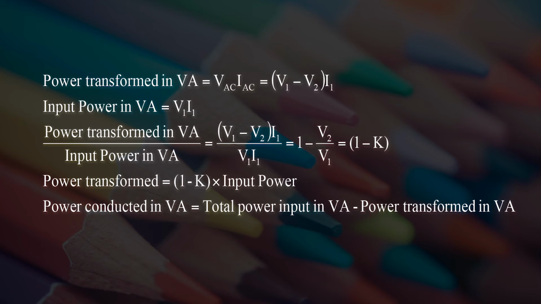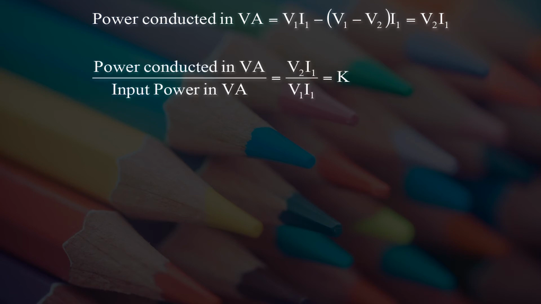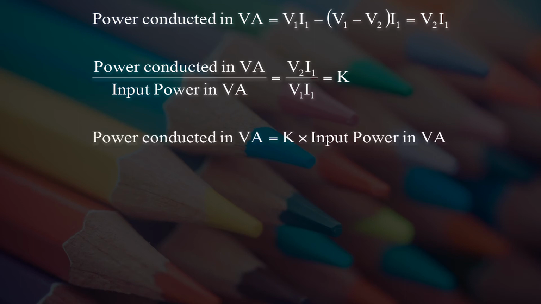The remaining power in volt ampere required for the output is conducted directly to the secondary from the primary due to electrical connection. So, you can also write power conducted in VA is equal to total power input in VA minus transformed power in VA, and this can be written as V1 I1 minus V1 minus V2 into I1, which is equal to what? V2 I1. So, power conducted in VA to the power input in VA can be written as V2 into I1 upon V1 into I1, which is equal to K. So, power conducted is equal to K times power input.